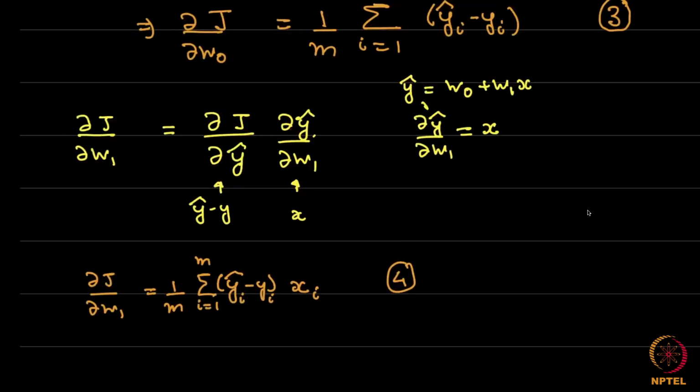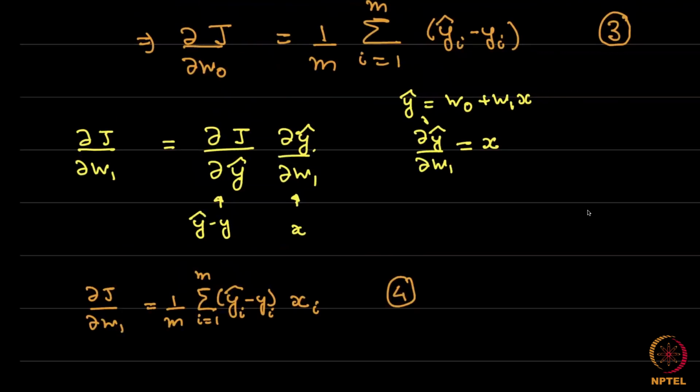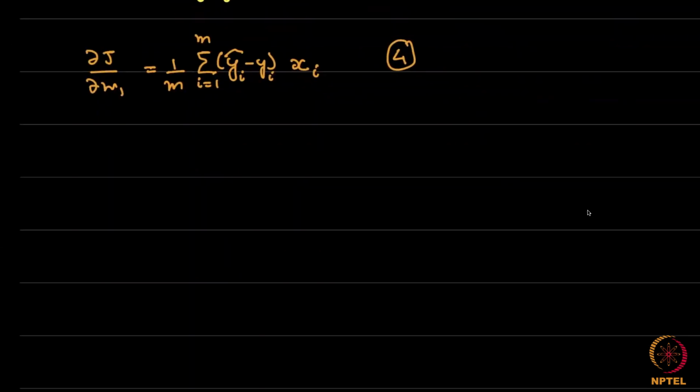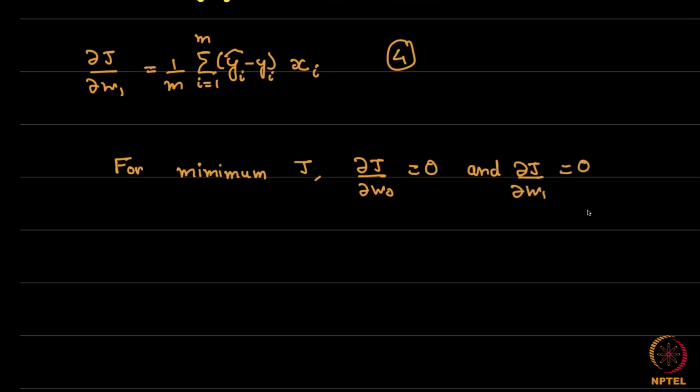Okay. So you can notice equation 3 here is for del J del W naught. Equation 4 here is for del J del W1. For minimum J, we need del J del W naught equal to 0 and del J del W1 equal to 0. So let's put these two equations in play.